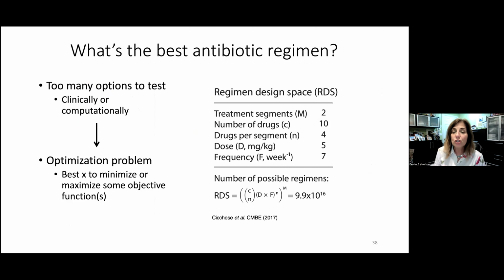And because there are so many drugs, let's say 10 drugs, you can have an early treatment segment and a late treatment segment. You can give up to 4 drugs per segment. You have 5 possible doses to pick from, let's say. You can give it once a week, twice a week, 3 times a week, every day of the week. If you look at that, that is 10 to the 17th options. Even with modeling, we can't simulate 10 to the 17th, right? Not possible. So this becomes an optimization problem for us.